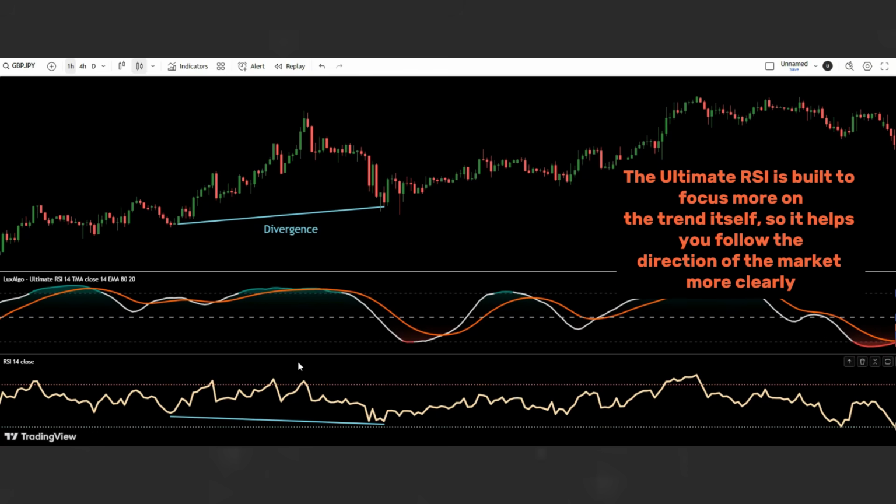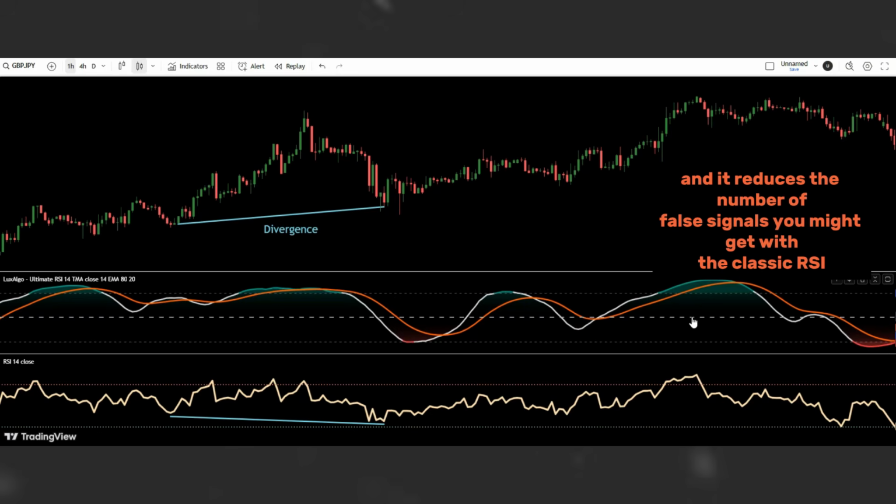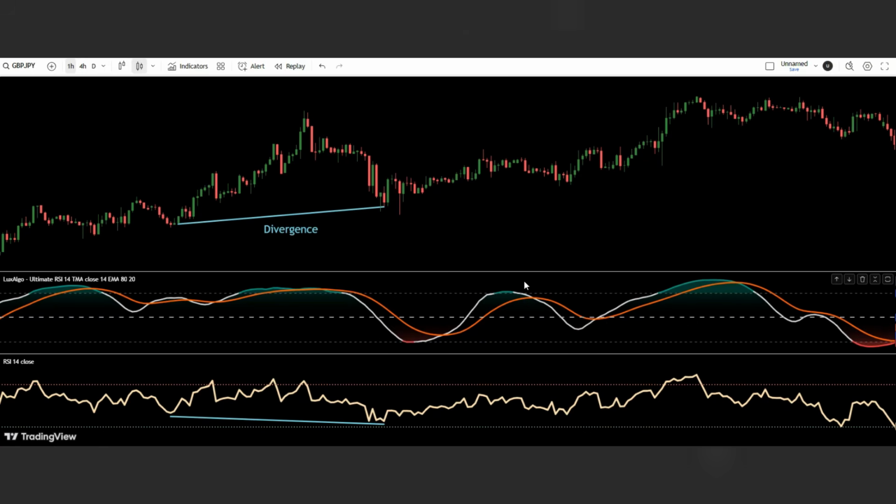The Ultimate RSI is built to focus more on the trend itself, so it helps you follow the direction of the market more clearly. It shows when the market is really bullish or bearish, and it reduces the number of fake signals you might get with the classic RSI. In this lesson, I will teach you step by step how to add Ultimate RSI to your chart, set it up correctly, and use it for real trades with stop loss and take profit.